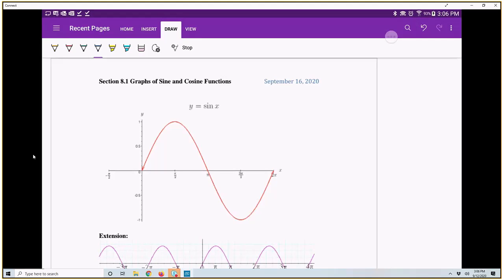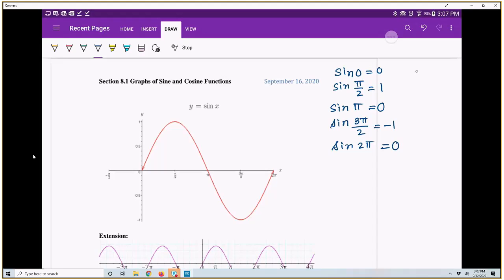Let's start with the graphs of sine and cosine today. So remember, sine at 0 is equal to 0. Sine at pi over 2, or 90 degrees, is 1. Sine of pi is equal to 0 as well. So sorry, sine of 3 pi over 2 is equal to -1, and sine of 2 pi, we are now back to 0 one more time.